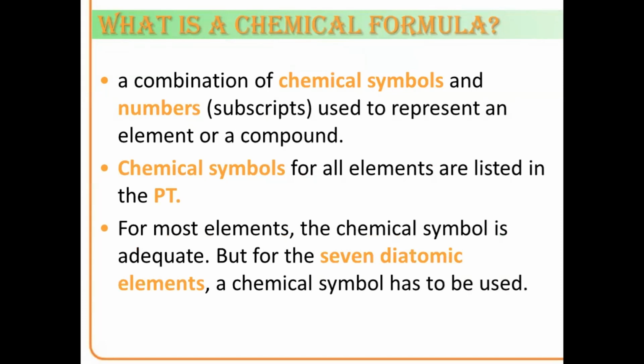For most elements, the chemical symbol is adequate to represent the element, but there are some in which a chemical formula has to be used. These are hydrogen, nitrogen, oxygen, fluorine, chlorine, bromine, and iodine. They are referred to as diatomic elements. As you can see for hydrogen, we have H to represent the element and the number 2 as a subscript to show that each molecule of hydrogen has 2 atoms.